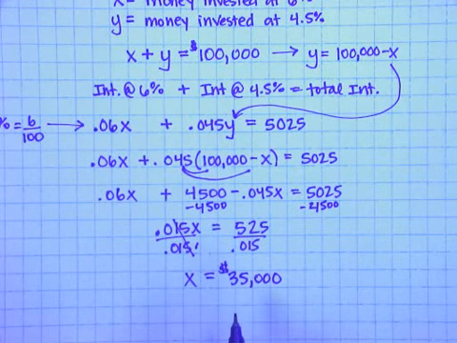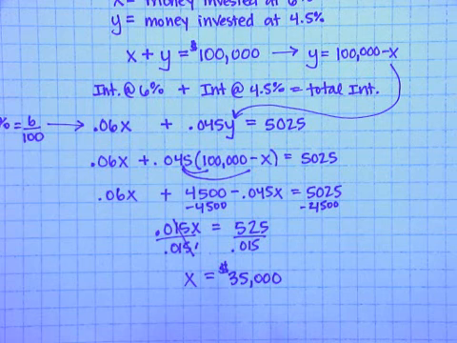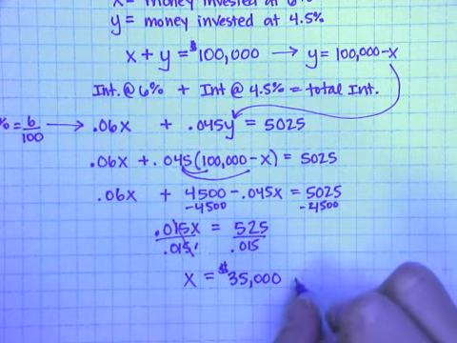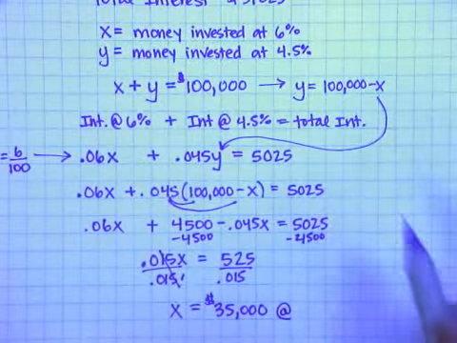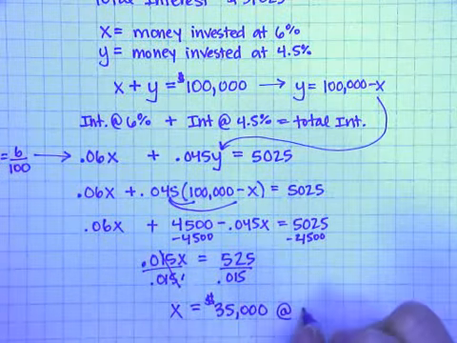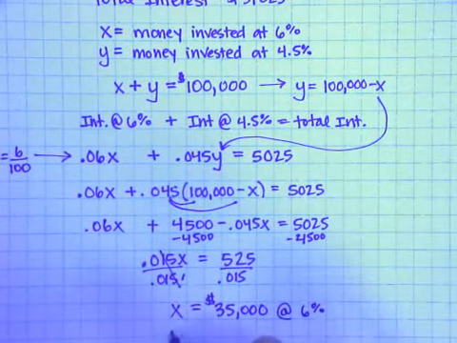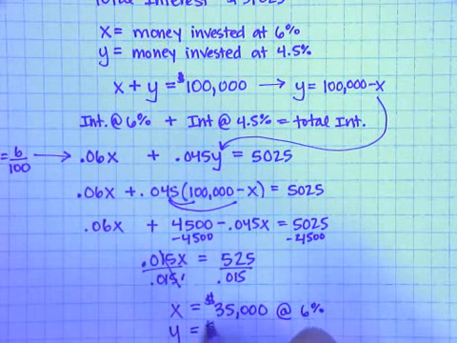It's a good idea, though, to reread the problem. So if you go back, the question said how much money is invested at each rate. Well, the $35,000 is the money invested at, let's see, x was at 6%. So this is $35,000 at 6%. And so it's important that you go back and find y.